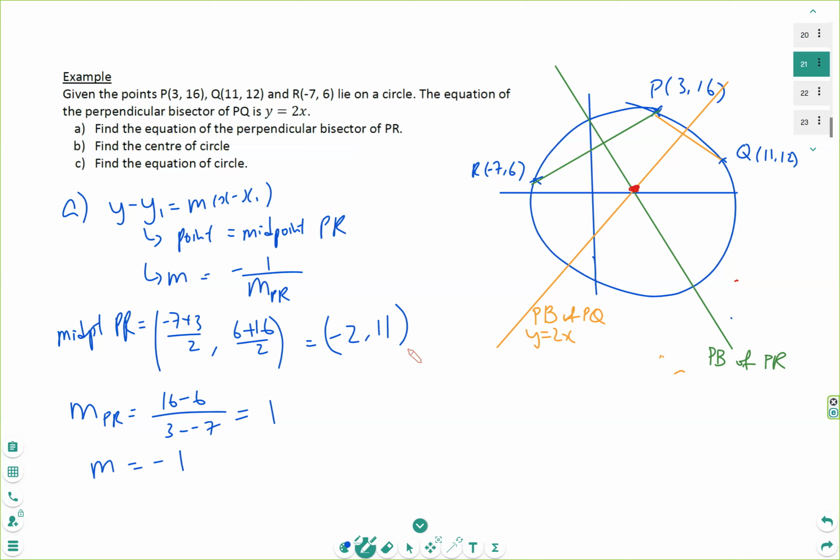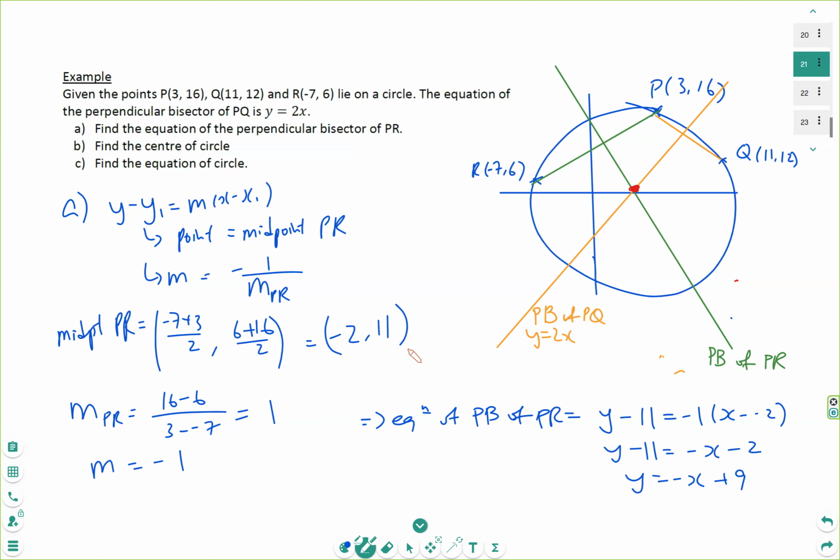Therefore, the equation of the perpendicular bisector of PR is y minus y1 equals m(x minus x1). So y minus 11 equals minus x. That minus minus becomes a plus, and a minus with a plus makes a minus. So y equals minus x plus 9. Just check my answer. Yes, that's the correct answer. y equals minus x plus 9.